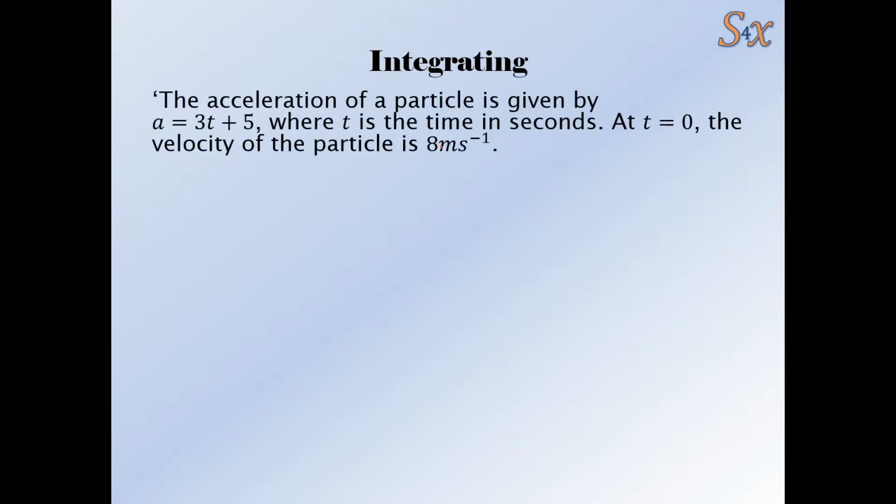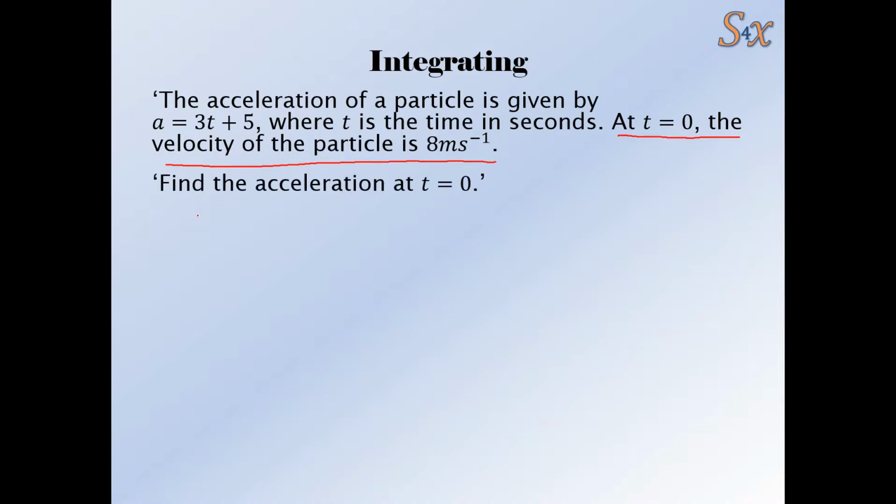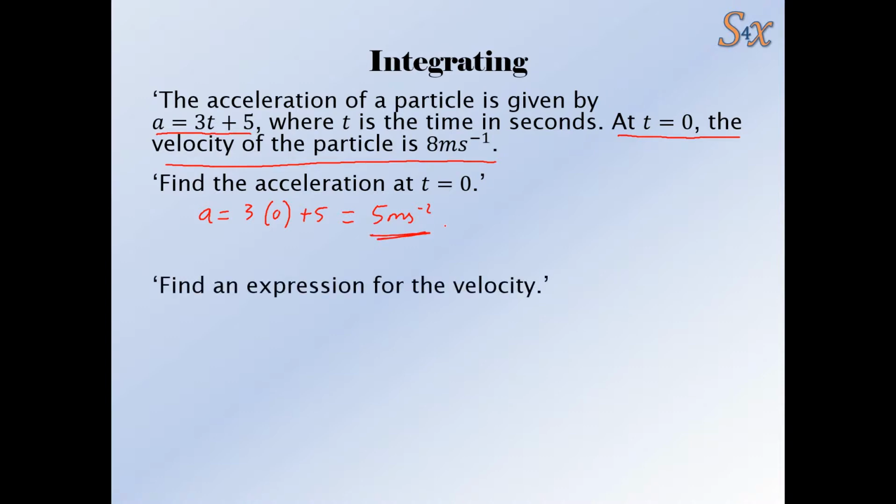So the acceleration of a particle is 3t plus 5. And to find the integration constant, we have to be given some extra information. That's why I've given you this. I said at t is 0, the velocity is 8 meters per second. This is the hint we need to work out what the integration constant is, as you'll see in a second. So first of all, it just says find the acceleration at t equals 0. That's really easy. We've got an expression for the acceleration. It's here. Substituting t is 0, it just gives me 5 meters per second squared. Okay, nice and straightforward.